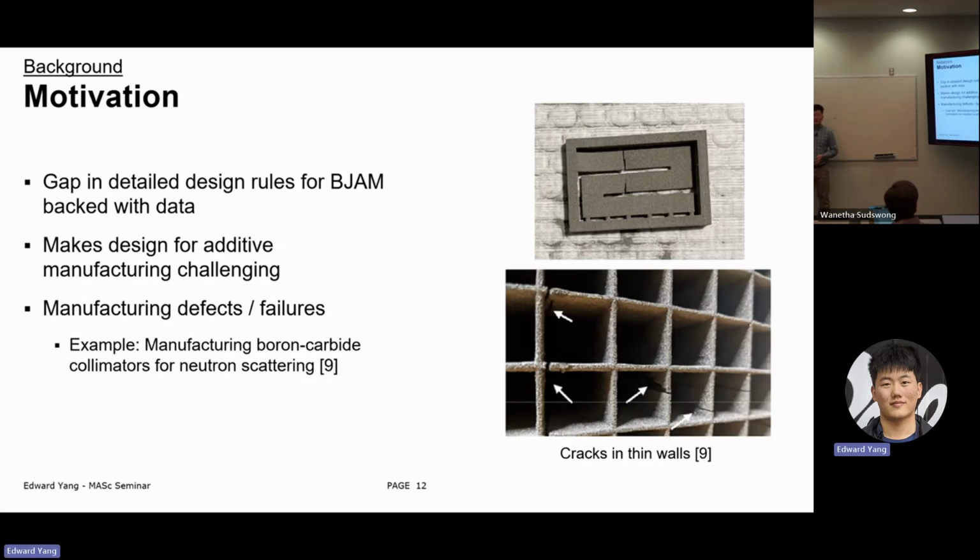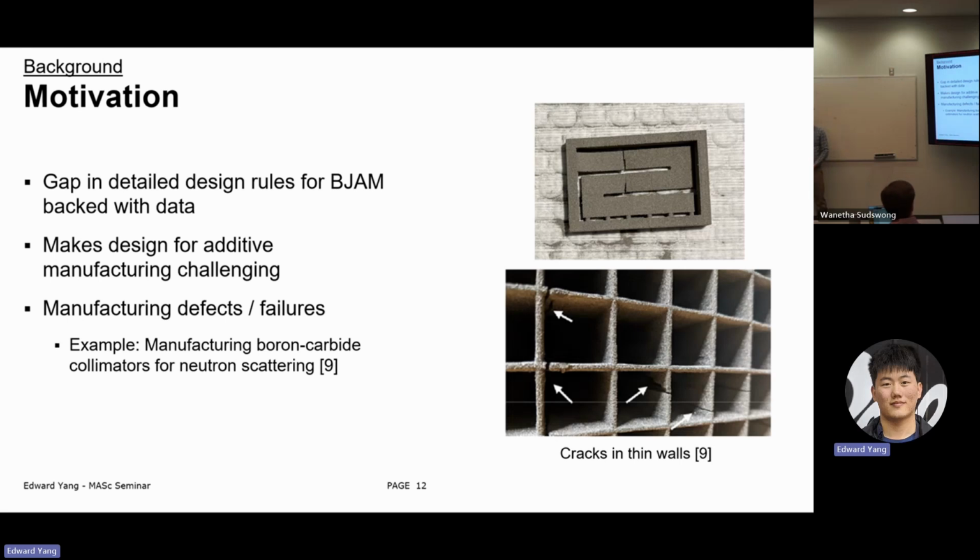So this kind of brings us to the motivation I have presented for my thesis, which is that there exists at the moment a gap in these detailed design rules for binder jetting. So for other additive manufacturing technologies, work has been done to develop these design rules. Binder jetting, specifically metal binder jetting, lacks these data-based design rules. This makes design for additive manufacturing, specifically for binder jetting, challenging, as evidenced by these photos. In the top right is a part that I tried to design and print earlier this year, and it was designed to be a compliant flexure mechanism, but unfortunately it broke during the depowdering stages because I didn't know what the limits were for printing.